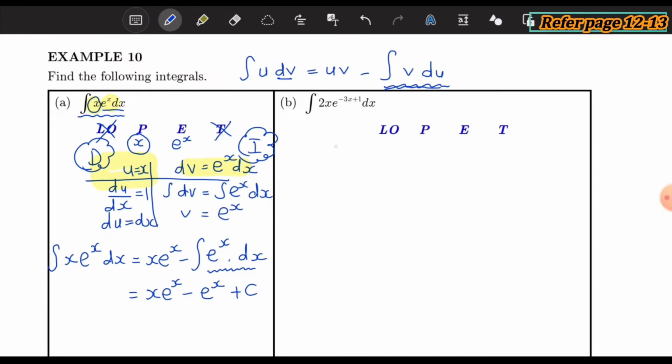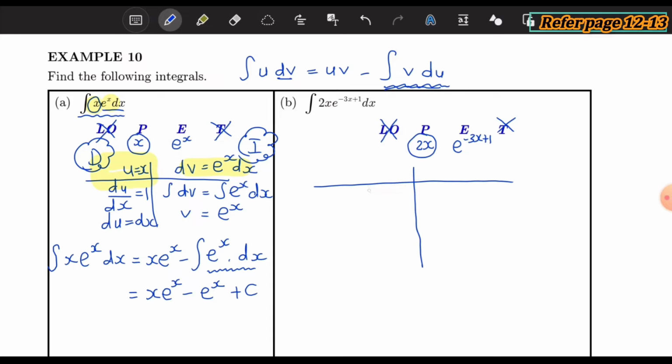Next, we go to example part B: 2x e^(-3x+1). How to choose u? Okay, we need to check the function first. We don't have a log function. We have 2x, the polynomial function, and e^(-3x+1), the exponential function, and no trigo function. Meaning that we will use 2x as u.